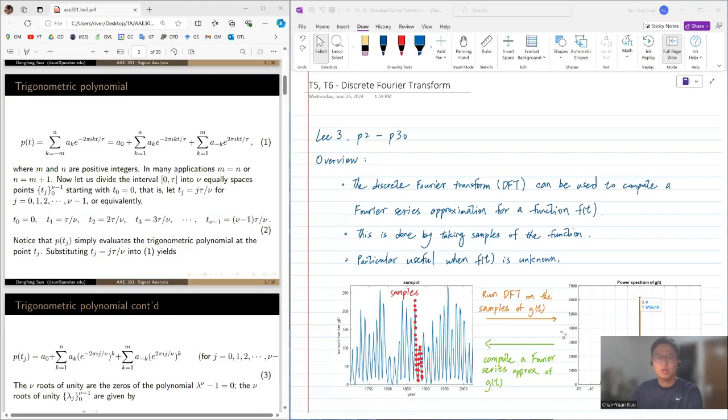Hello everyone, welcome to the fifth lecture of AAE 301. In today's lecture, we will be talking about discrete Fourier transform. Okay, let's start with an overview of the lecture today.